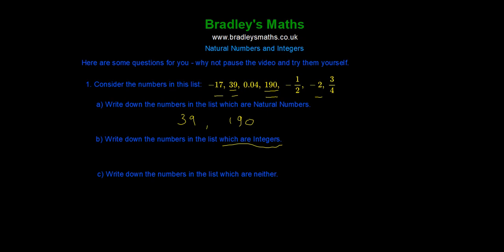So we have negative 17, 39, 190, and negative 2. Write down the numbers in the list which are neither. Well, that's just the ones that have no underlines here. So we have 0.04, negative a half, and 3/4. There we go. Straightforward, I think. Let's move on.